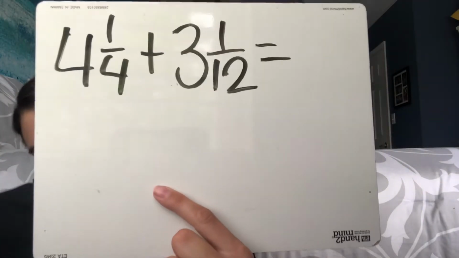Okay? All right, so moving on to the next one. This one, I'm going to have 4 1/4 plus 3 1/12. So go ahead and try this one. Try to find a common denominator there.